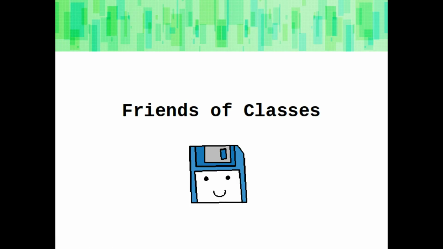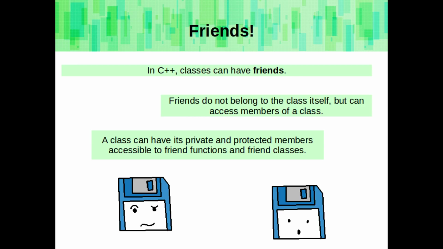In C++, classes can have friends. Friends do not belong to the class itself, but they can access members of a class. A class can have its private and protected members accessible to friend functions and friend classes.